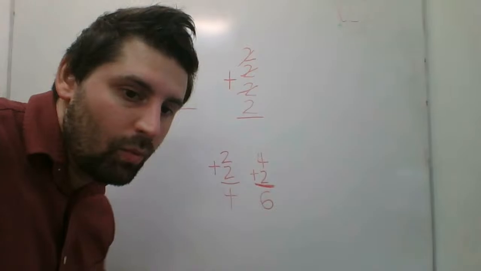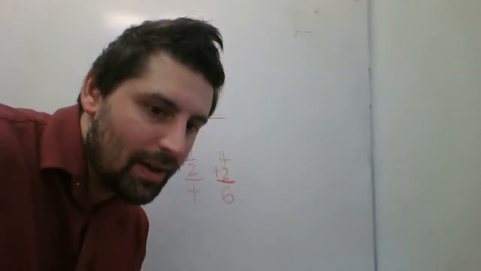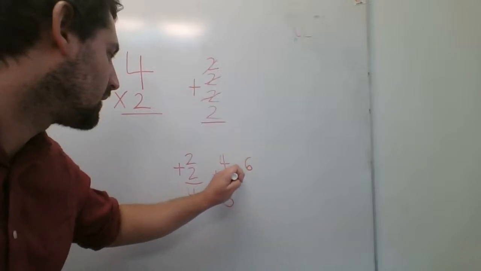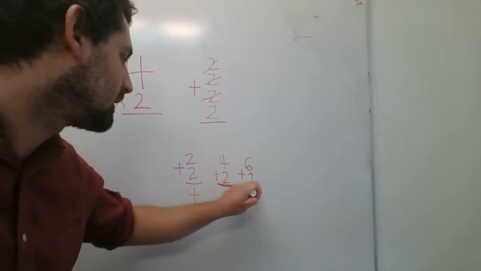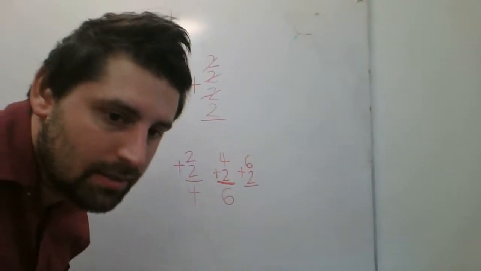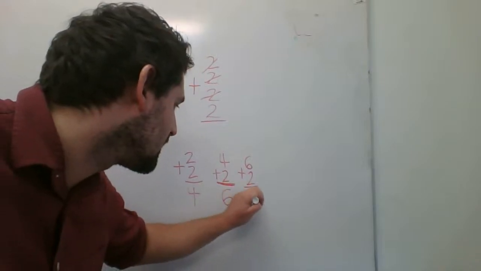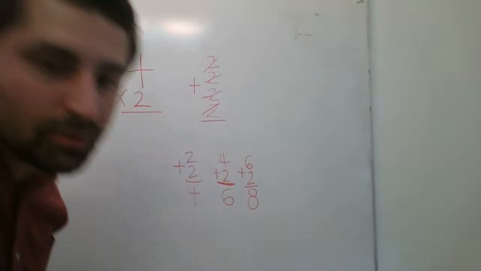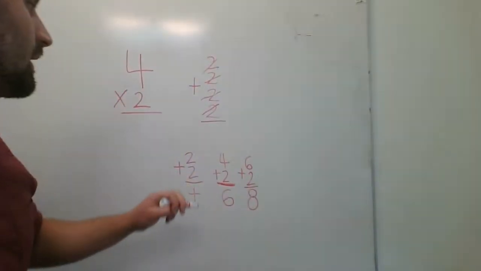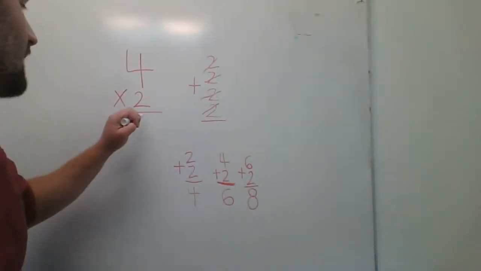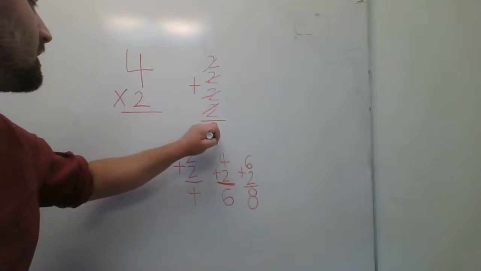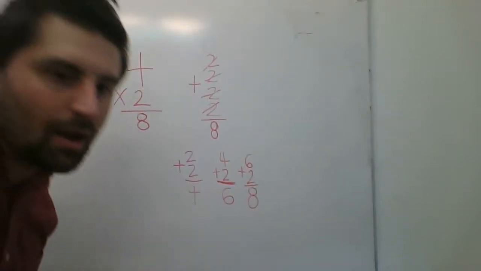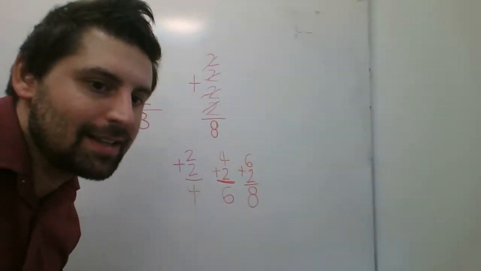All right. One more time. So now 6 plus 2. 6 plus 2 equals 8. So I just added the number 2 4 times. 4 times 2 equals 8. All right. Example number 1 is done.